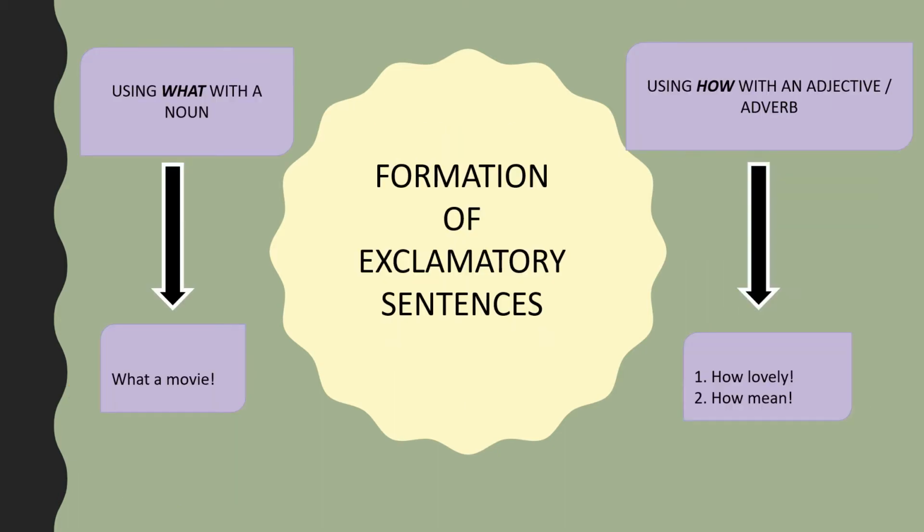Okay, so let us learn how to form exclamatory sentences correctly. So if you pay attention properly today, we will never go wrong with exclamatory sentences. Fine. So now we have two ways in which we can form an exclamatory sentence. One is with a noun and the other one is to use an adjective or an adverb. I will teach you both. But first thing first, you will first learn how to use a noun and make an exclamatory sentence.